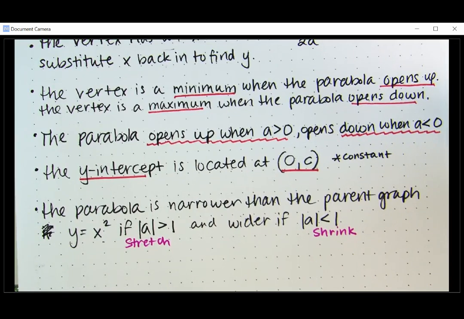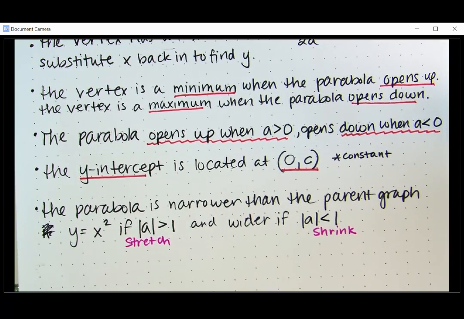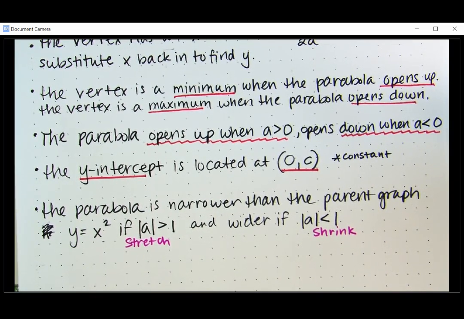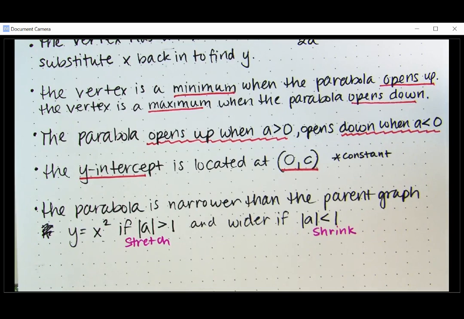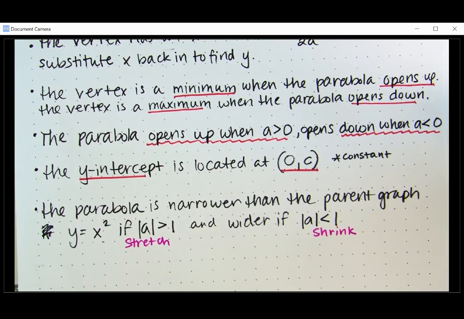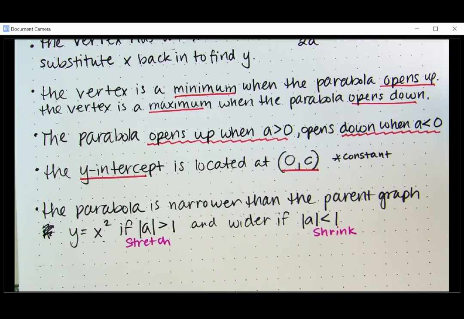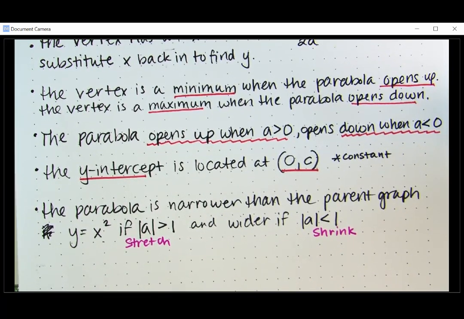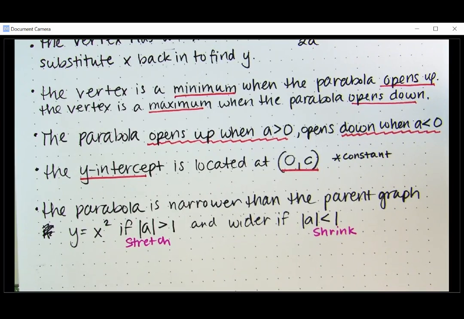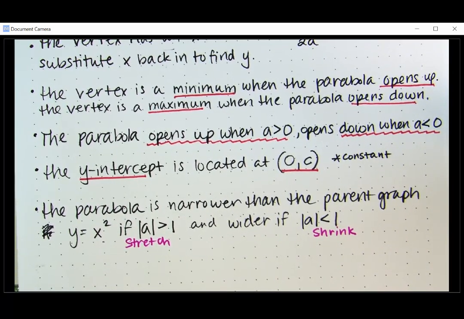Okay, so a stretch makes the parabola become more narrow. A shrink actually makes it wider. When we hear shrink, we think smaller, but in this case, you want to think like smushed. If we smooshed it down, it would get flatter and wider. So the a determines a lot. And you'll see this is very similar to when we graphed exponential functions, because there was a stretch and a shrink there as well.